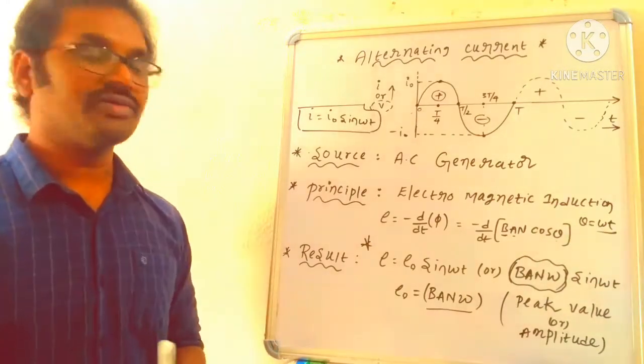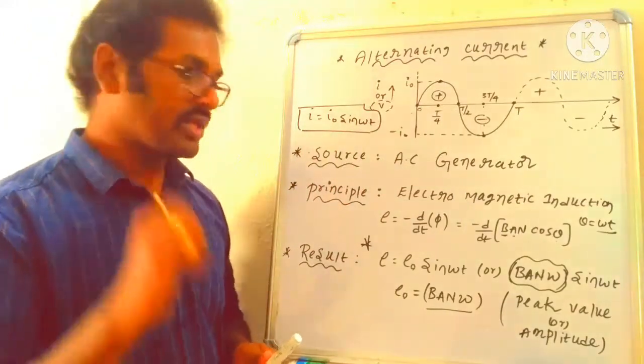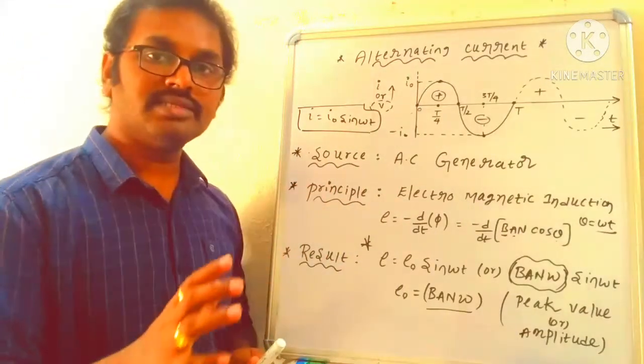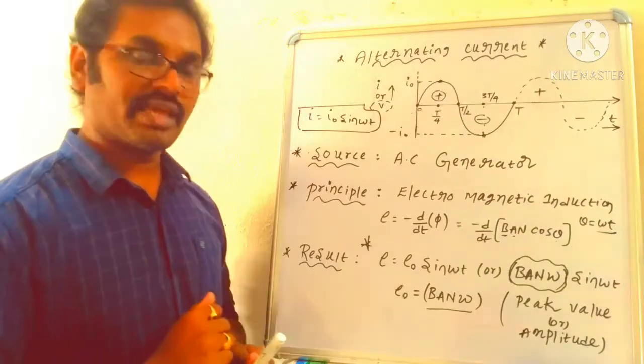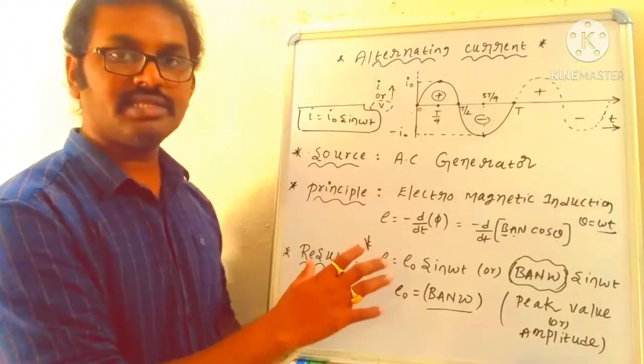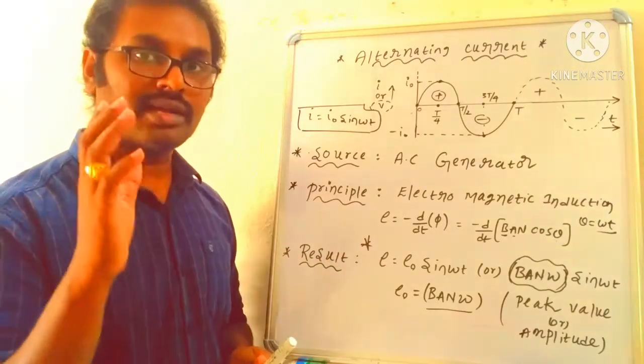So far, what we have seen in this slide is that the source of alternating current is the AC generator. The principle involved is electromagnetic induction, which is nothing but Faraday's second law. With that, we got the expression for the alternating voltage or the alternating current.